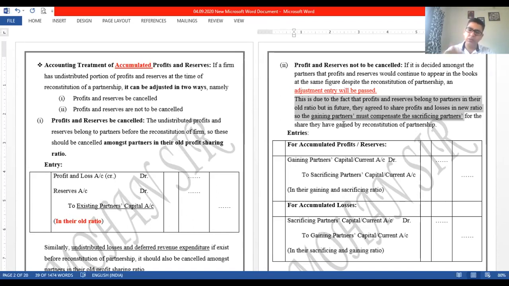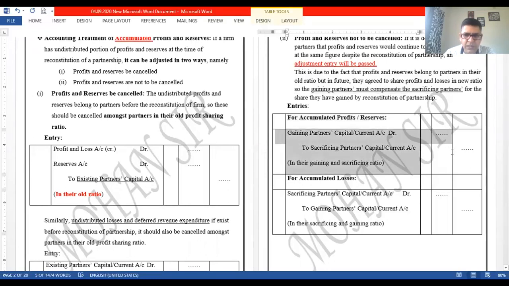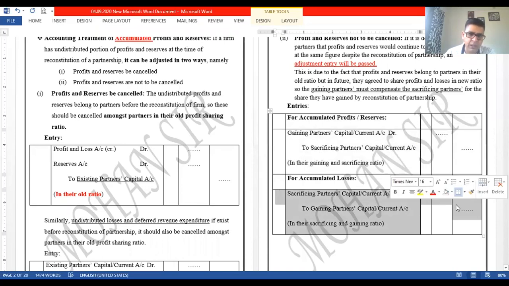And in what ratio? We all know the gaining share and sacrificing share, as we did with goodwill. The same thing is applicable over here. We have very good and interesting sums for this. What entries will be passed? For accumulated profits and reserves, we have a credit balance, so gaining to sacrificing is the entry, capital or current depending on the case. And if it is a loss, reverse the entry: sacrificing to gain, capital or current, right?